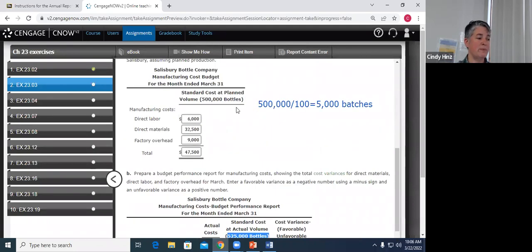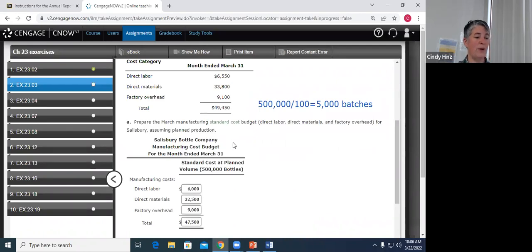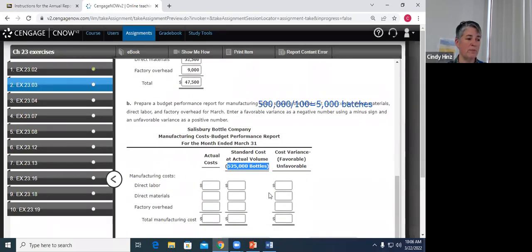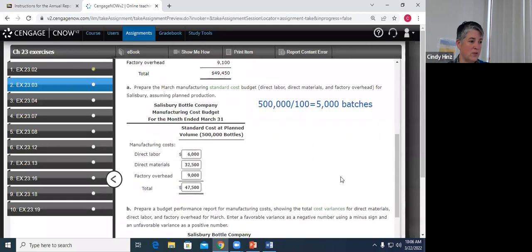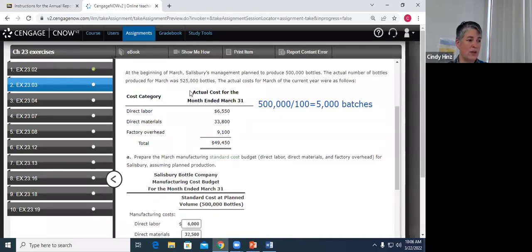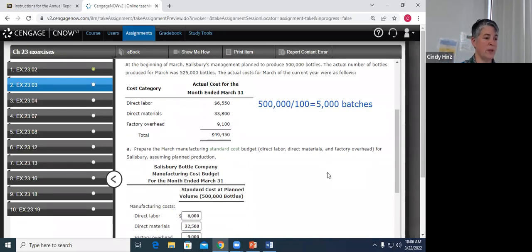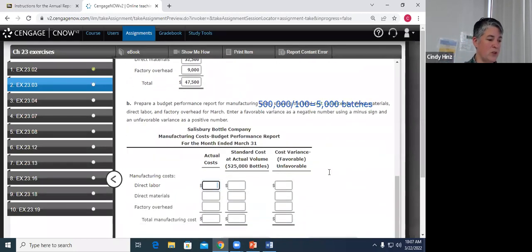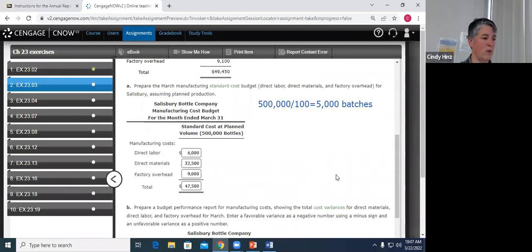So this budget in part A is for what we expected to happen, assuming we made 500,000 bottles, 5,000 batches. But what we're going to be doing here in part B is, what if we actually produced 525,000 bottles? Let's pull our actual costs in first. I'll save my comment for later. Our actual costs are given to us right here. So the actual cost column on the budget performance report is simply going to pull those numbers that were given to us as the actual costs. Go ahead and pull those in.